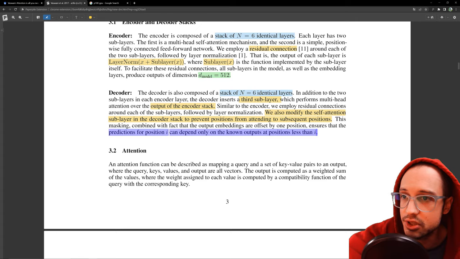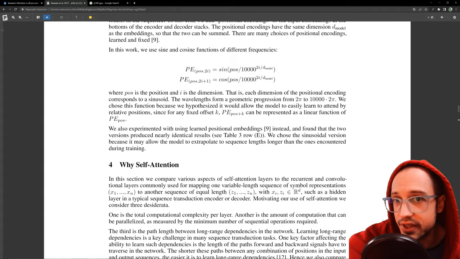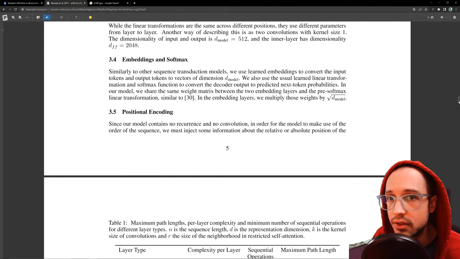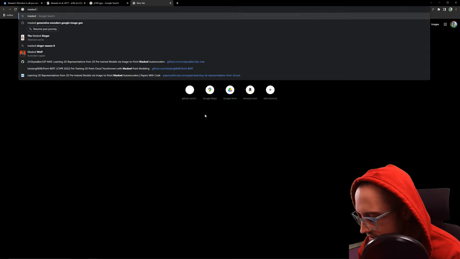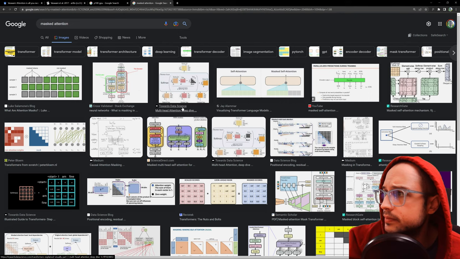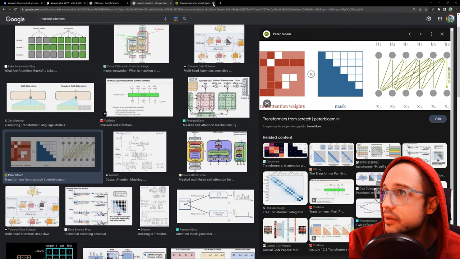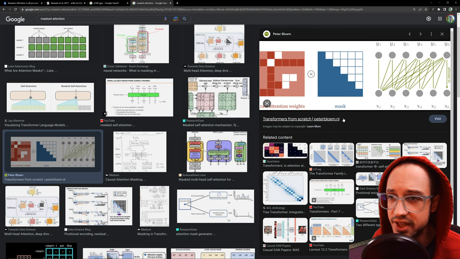I feel like there should be a picture of this. I'm looking for a picture of a matrix with masking. Can't find the picture. Let's see if we can find masked attention. Yeah, this is what I'm looking for. Here, actually, this is an even better picture, right?